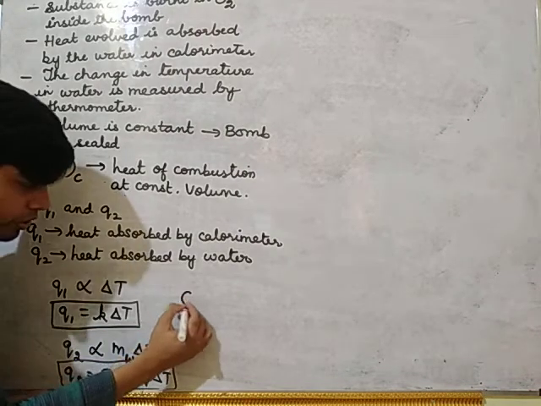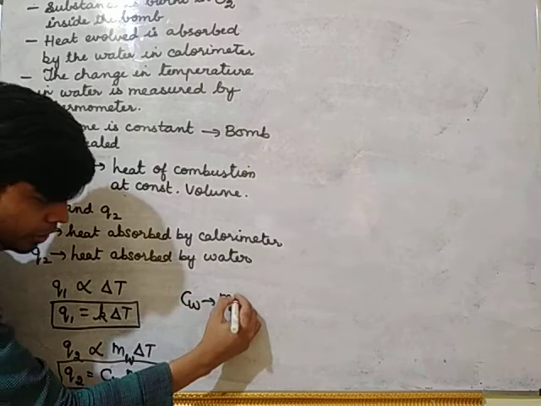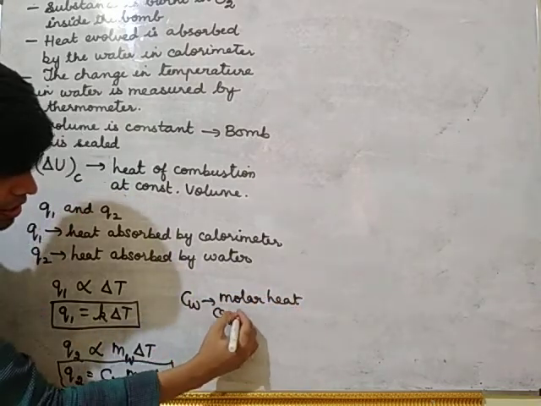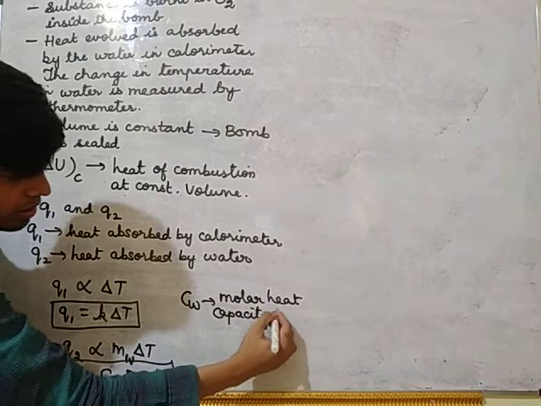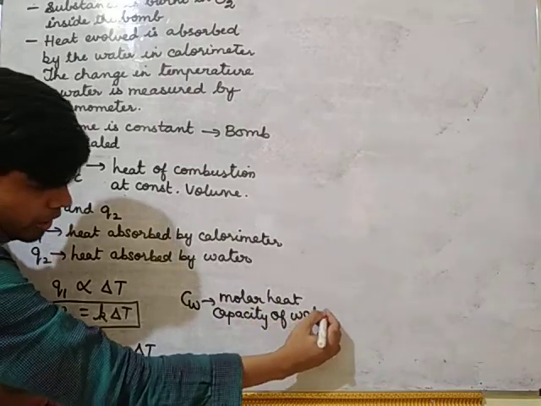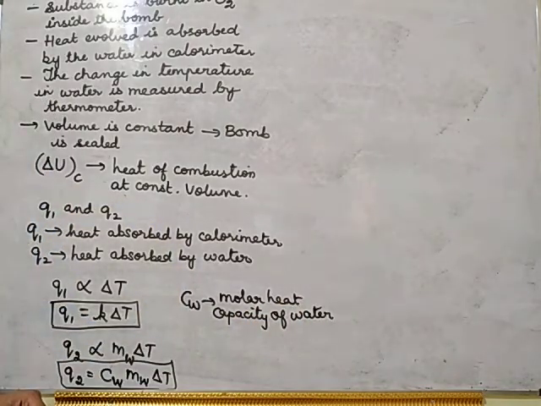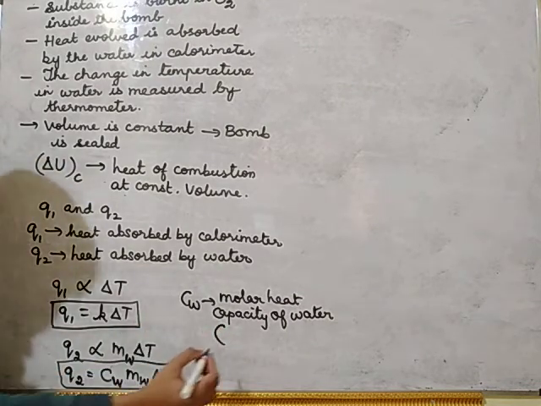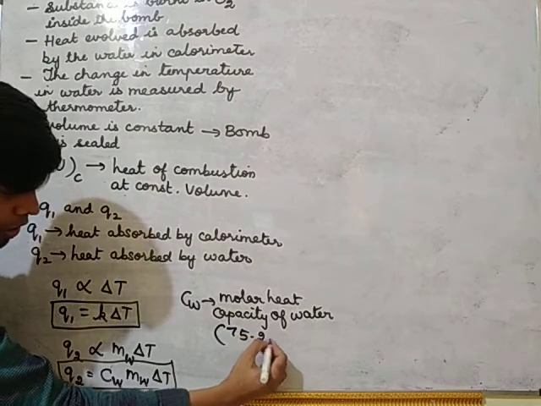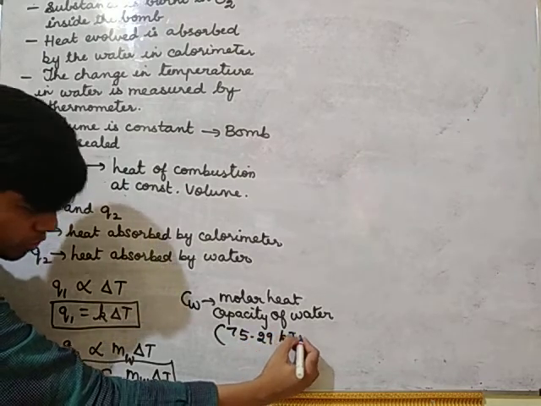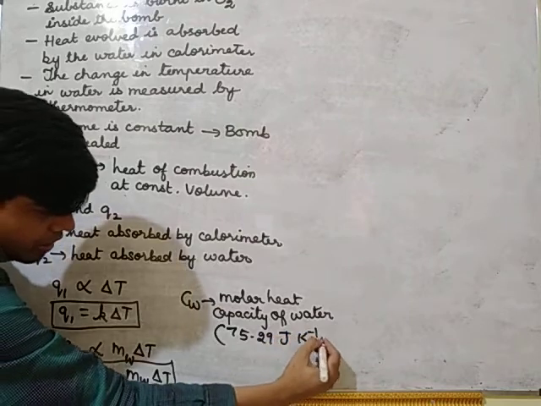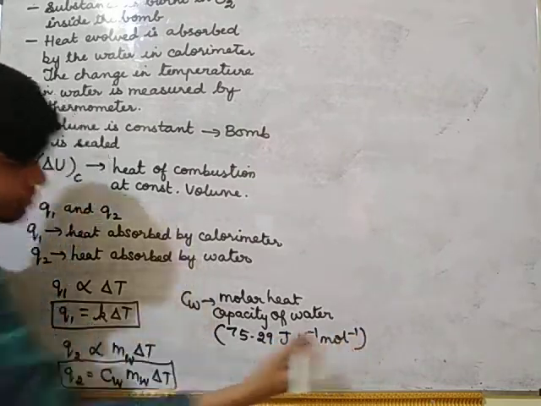What is Cw in this? Cw is the molar heat capacity. W means of water. Molar heat capacity of water. This is a constant value. You have to learn this value by heart: 75.29 joules per Kelvin per mole.